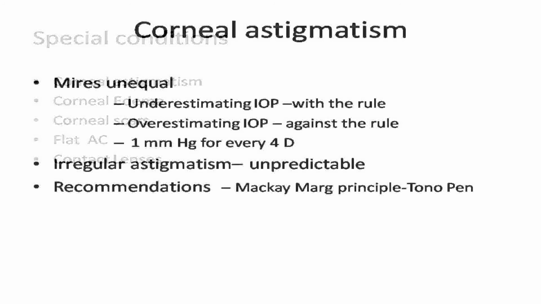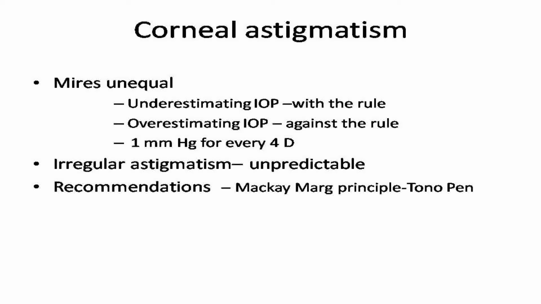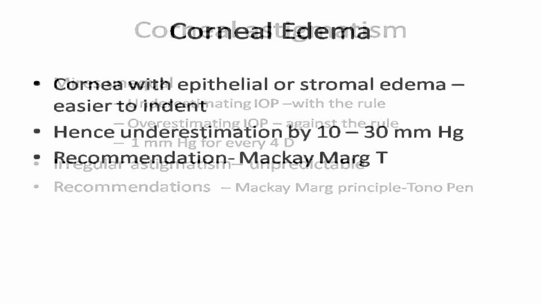Special conditions in which applanation tonometry is not possible are corneal astigmatism, corneal edema, corneal scars, flat AC, and contact lenses. Corneal astigmatism: in corneal astigmatism, the mires are unequal. Underestimating the IOP is seen with the rule astigmatism, whereas overestimating the IOP is seen in against the rule astigmatism. For every 4 diopters of astigmatism, there is an increase of 1 mm of mercury. In irregular astigmatism, applanation tonometry is unpredictable. Recommended is the Tonopen, which uses the Mackay-Marg principle.